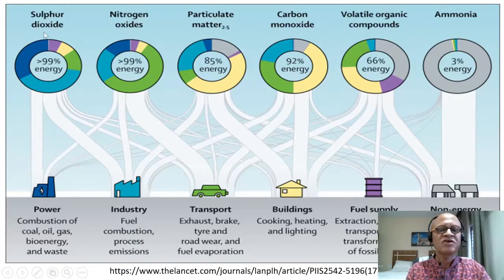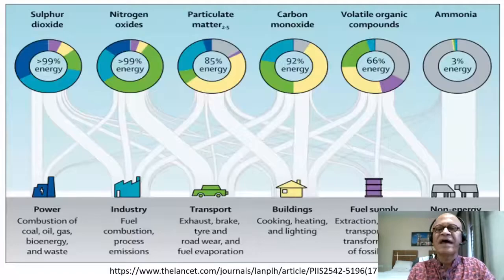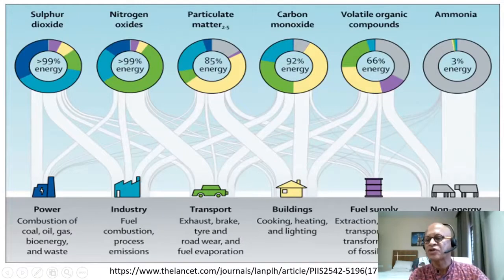So here, sulfur dioxide, you can see the various relations and the color codes here. So what contribution will come to reduced sulfur dioxide from power, from industry, from transport, buildings, fuel supply, and so on are shown here in the pie chart. Nitrogen oxides, particulate matter, carbon monoxide, volatile organic compounds, which go into producing more tropospheric ozone, which is really bad for health as well as for crop yields, and of course ammonia. Almost all of it is going to come from agricultural solvents and waste, right?